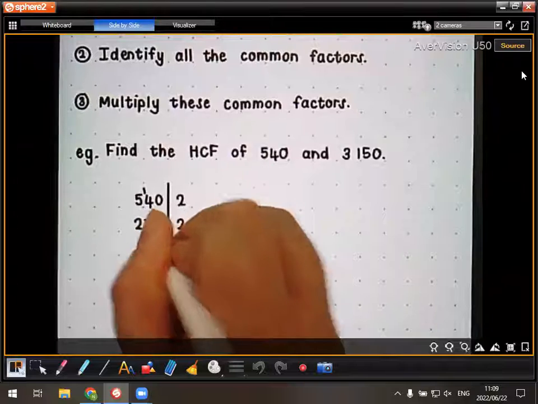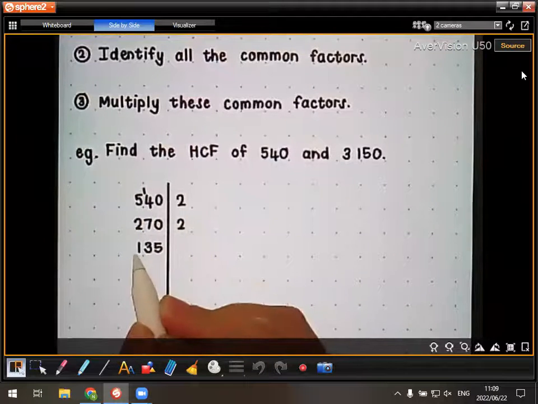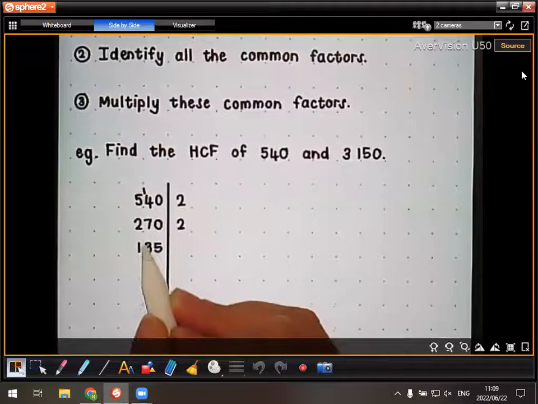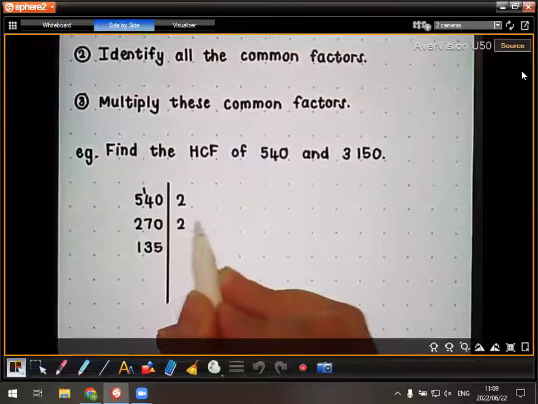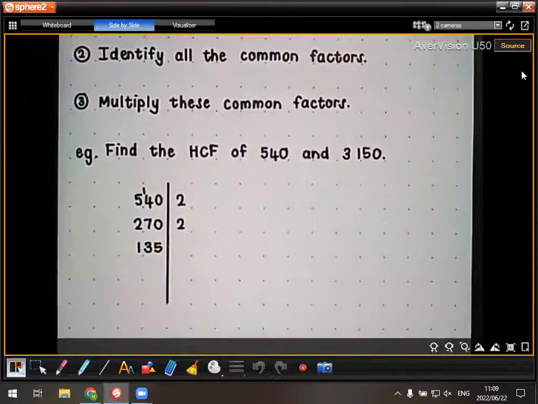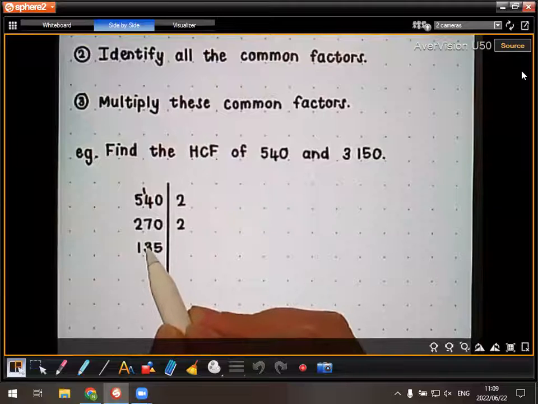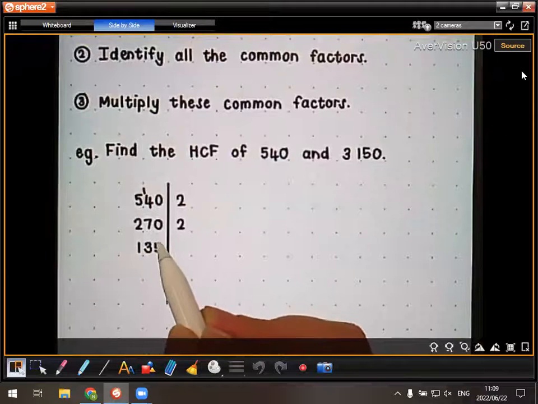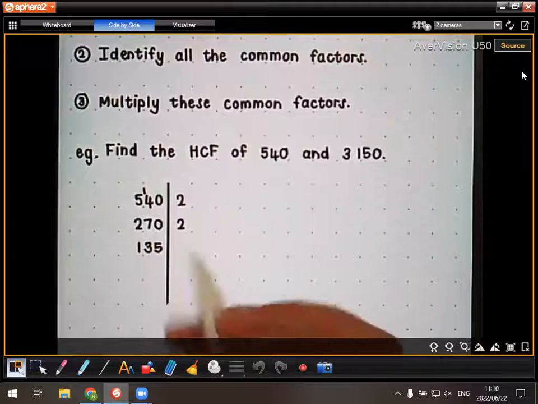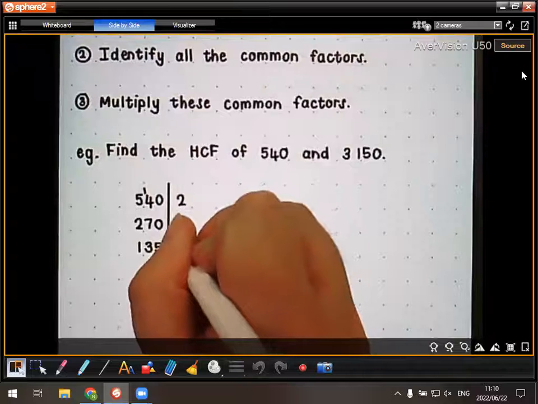135. Or you can say 2 divided by 2 is 1. 7 divided by 2 doesn't give you a whole number. So what about 70 divided by 2? That's 35. You can do it like that. Does 2 go into 135? No. 3 does, hey? Let's check. 1 plus 3 is 4 plus 5 is 9. So 3 does go into 135.